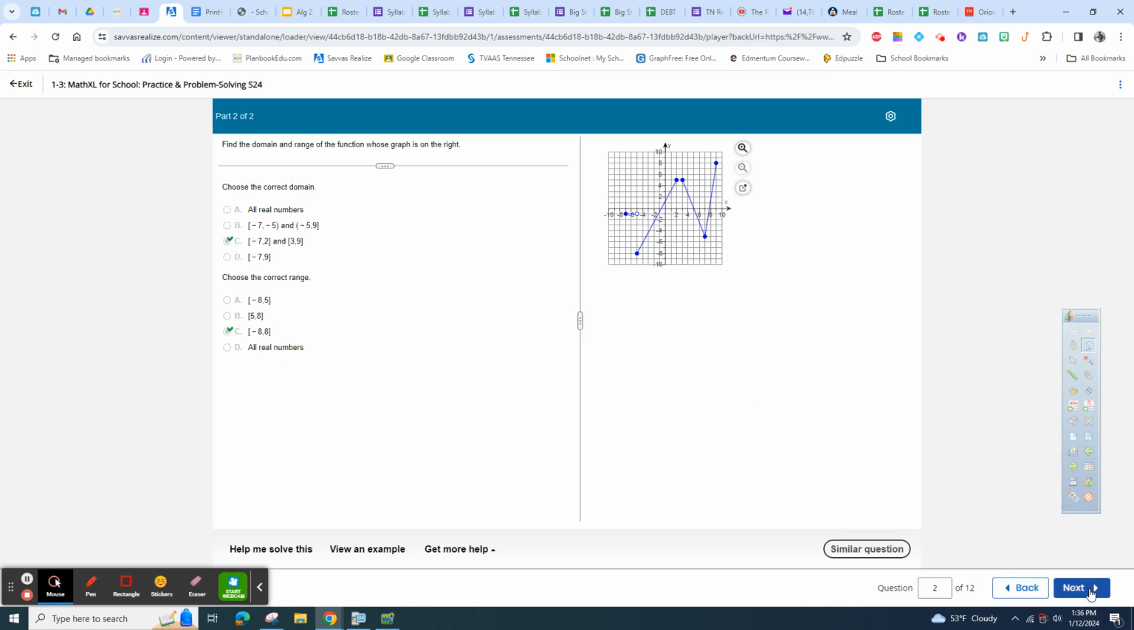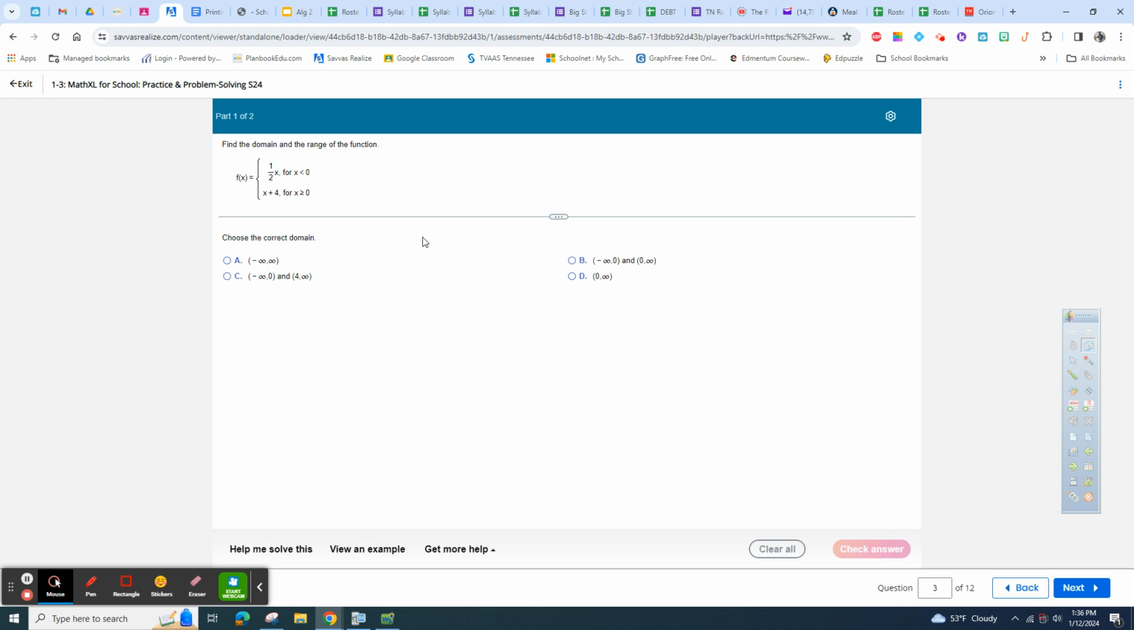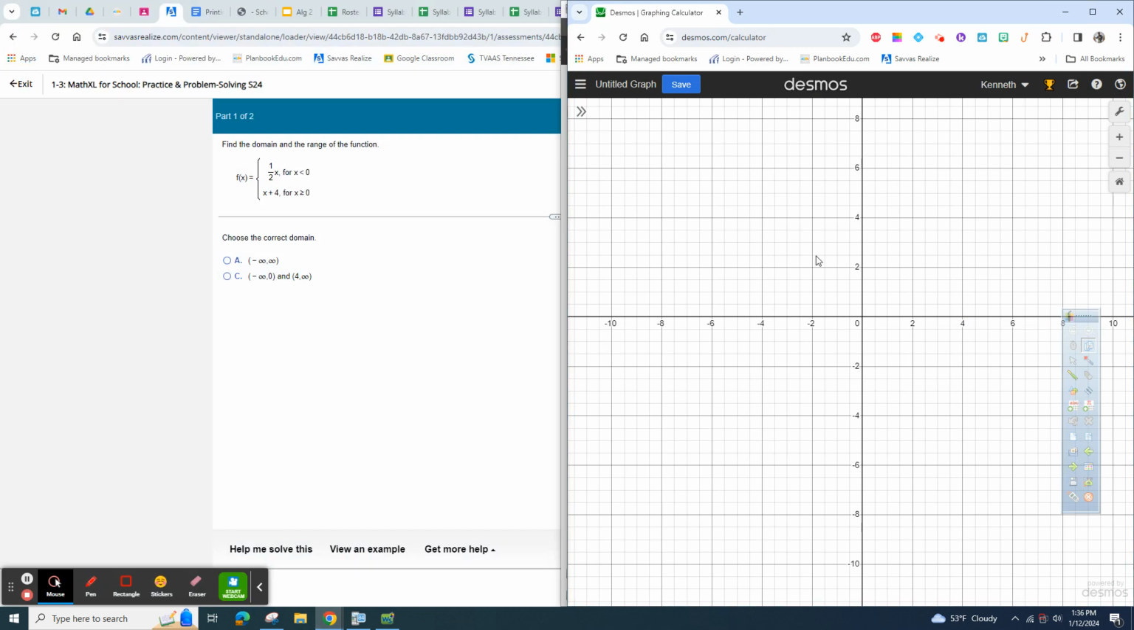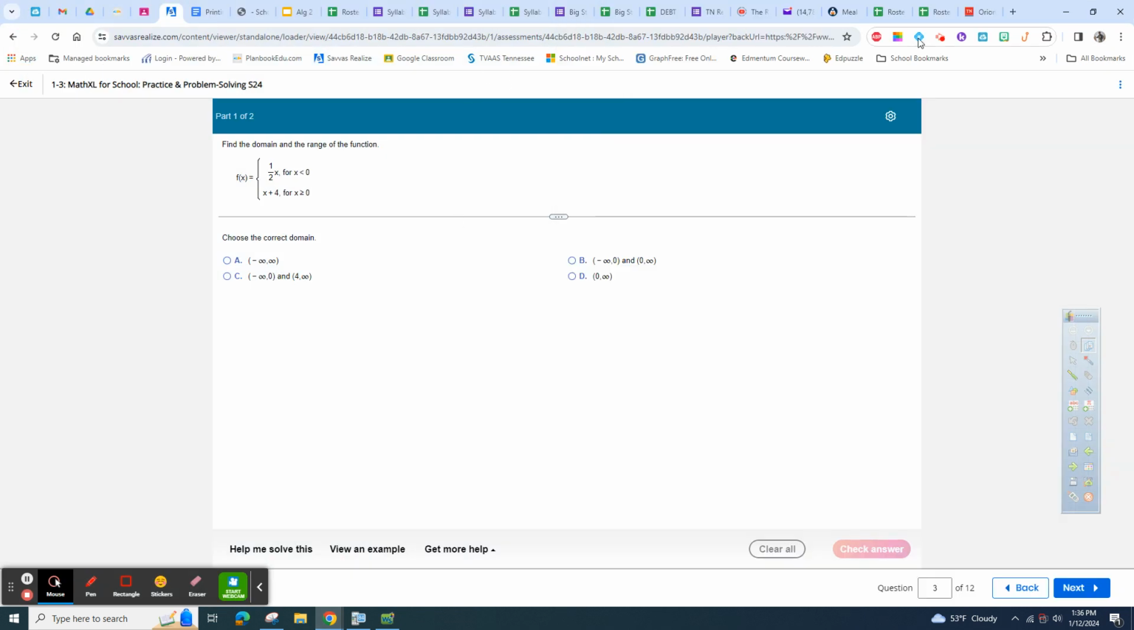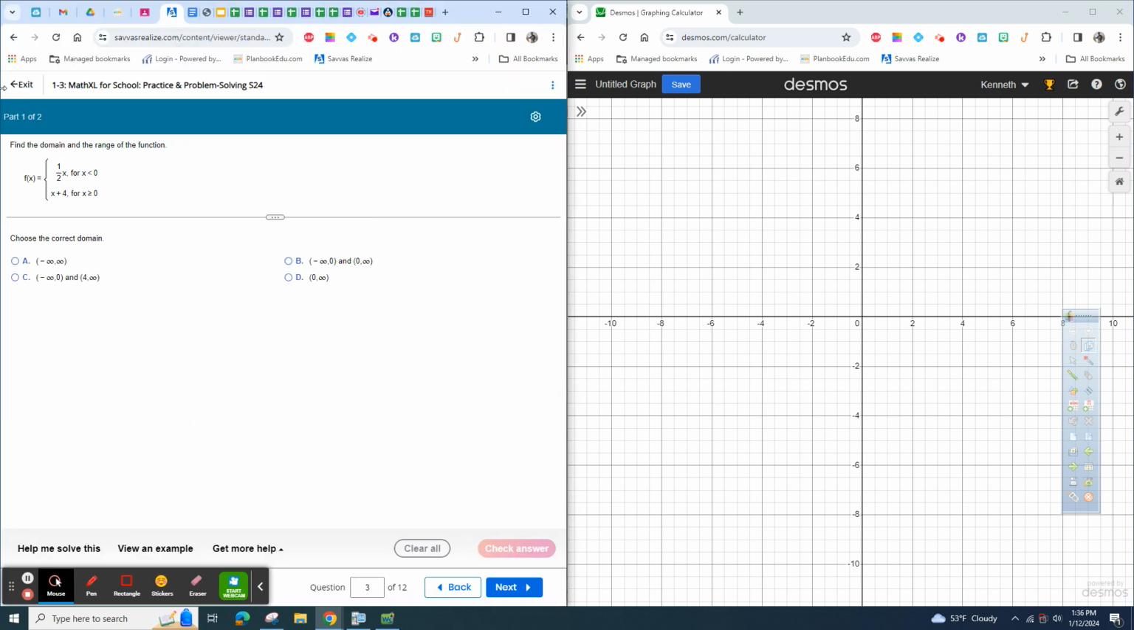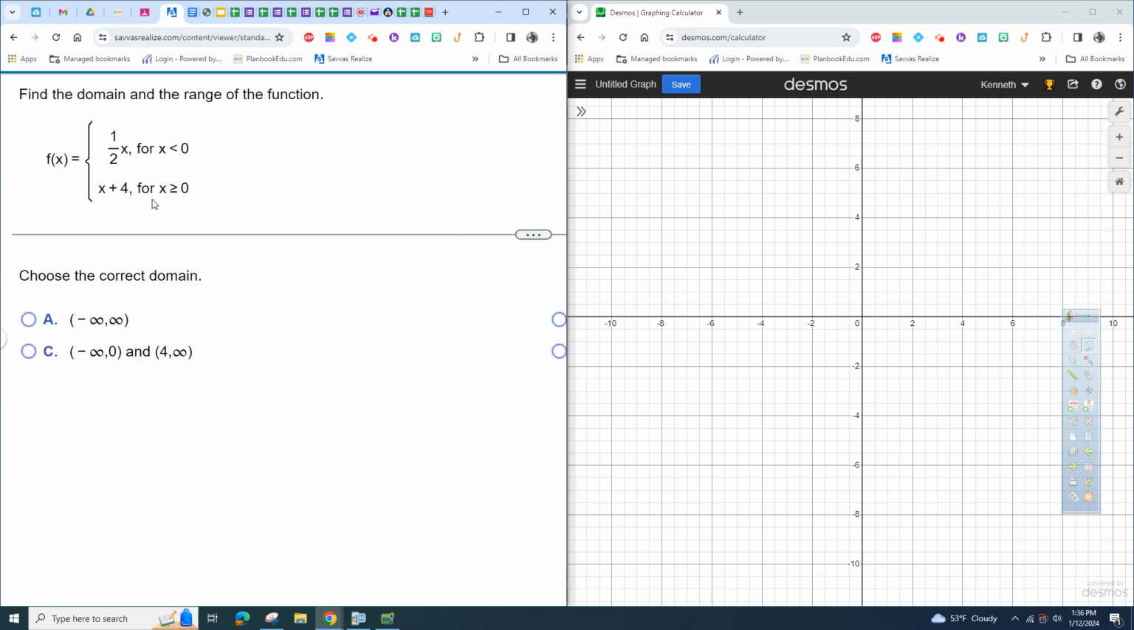Okay. Head on to number 3. All right. So this guy here. Let's see if I can get fancy here. I have my TI-84 virtual calculator here, but I also have hanging out my Desmos. And let's see if I can convince this to split the screen with Desmos. There you go. You see that little thing come out? Get that where we can see it. There we are.